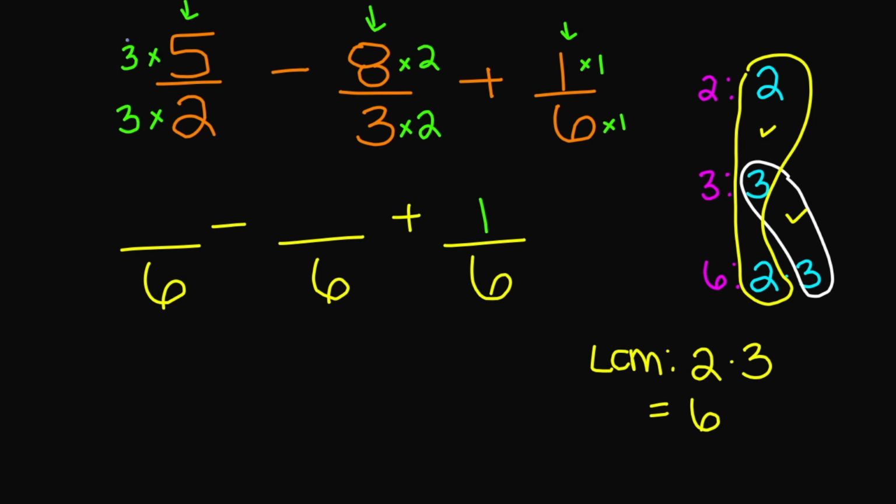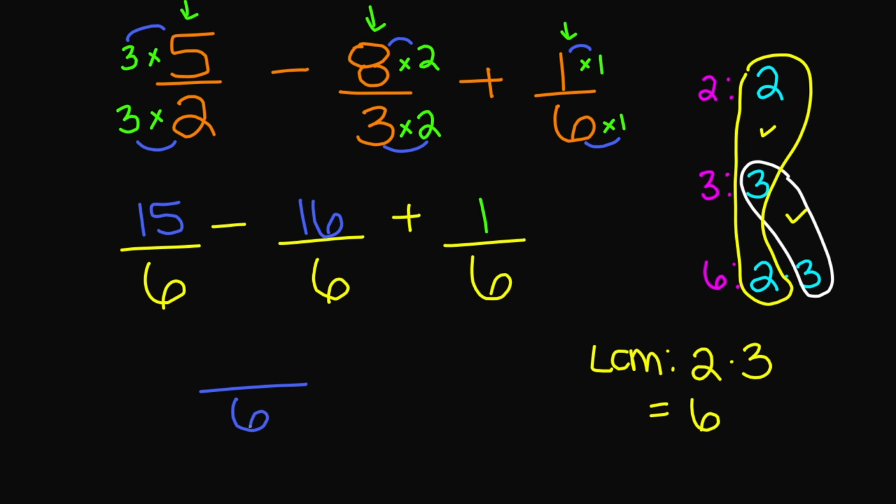Now let's multiply. 3 times 5 is 15. 3 times 2, 6, perfect. 8 times 2, 16. 3 times 2, 6, perfect. 1 times 1 is 1. 6 times 1 is 6, and that's also perfect.